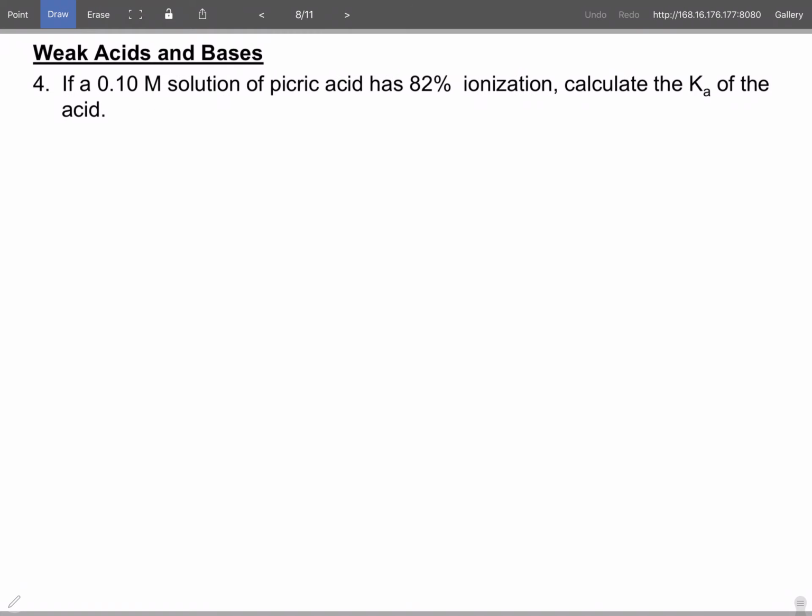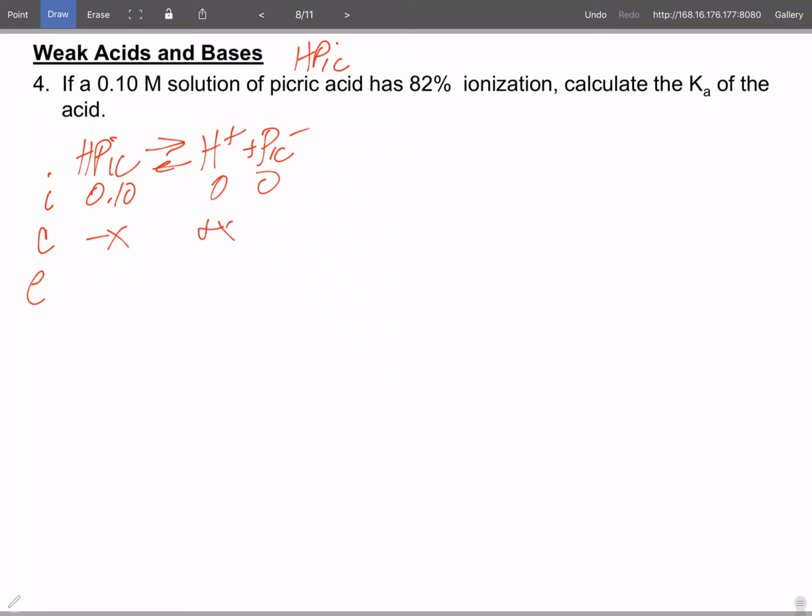All right. If a 0.1 molar solution of picric acid has an 82% ionization, calculate the Ka of the acid. Okay. Well, I'm going to call this acid H-pic. So if we have H-pic, it's going to dissociate into H plus and pic minus. We have an ICE table. We're going to start with 0.100 of that, minus X, plus X, plus X, 0.1 minus X, X, and X.